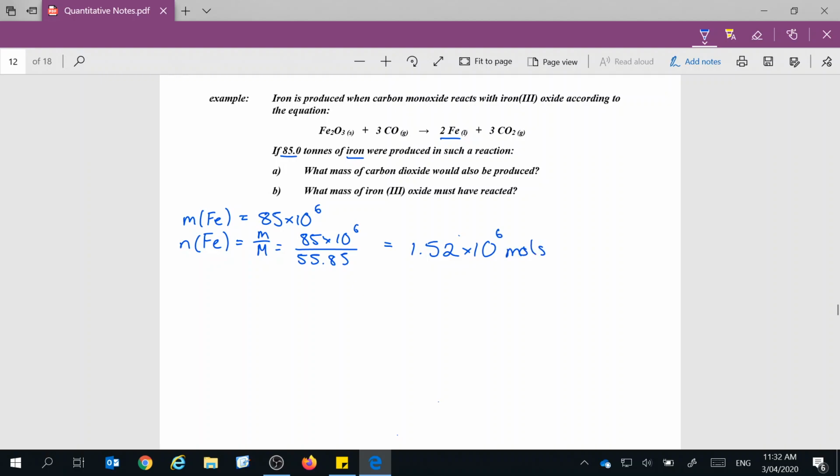Now, if I want to find the mass of CO2, I need to find the number of moles of CO2. So I need to check the ratio. So I've got 3 CO2s and 2 irons. So to find the number of moles of CO2, I times by what I'm trying to find, which is CO2, and I've got 3 of those. I divide by what I've got, which is iron. I've got 2 of those. So if I do 3 divided by 2 times 1.52 by 10 to the 6, I get 2.28 times 10 to the 6 moles.